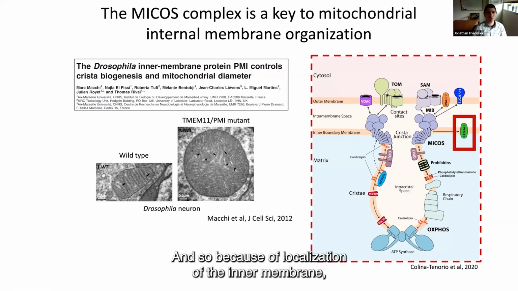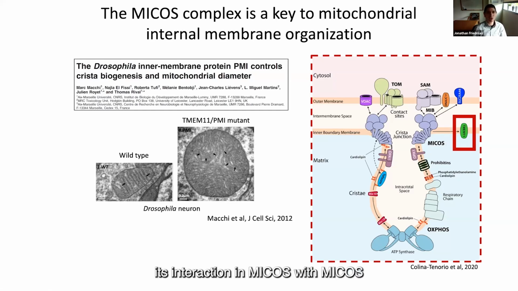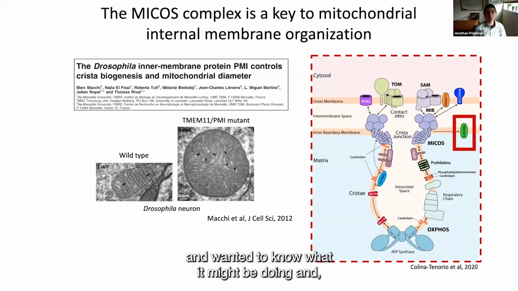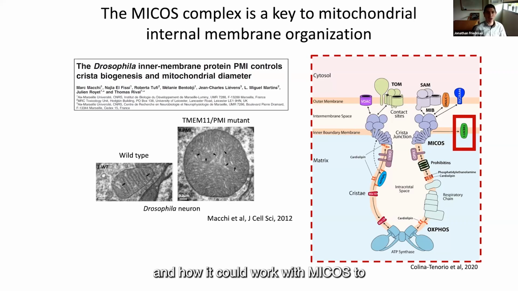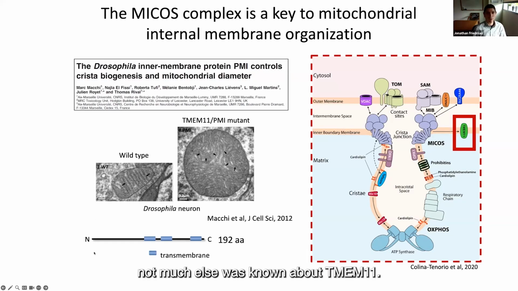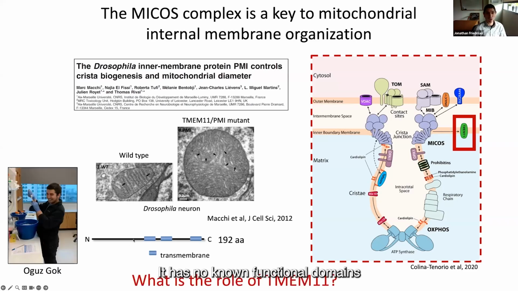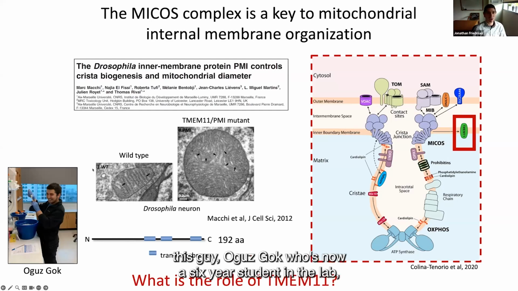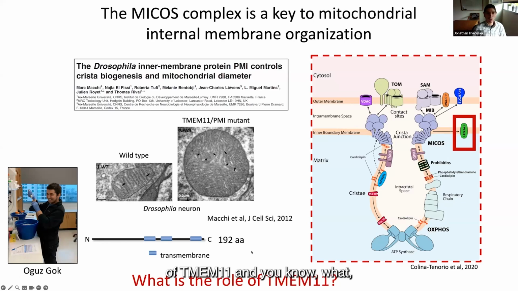And so because of its localization in the intermembrane space, its interaction with MICOS, and its defects in cristae, we were really interested in this protein and wanted to know what it might be doing and how it could work with MICOS to maybe fine-tune cristae organization. Now, beyond that, when we started the study, not much else was known about TMEM11. It's a polytopic membrane protein with 3 transmembrane domains. It has no known functional domains, but that didn't really deter us. And so when our first student joined the lab, this guy Oz Gok, who's now a 6-year student in the lab, basically we set to work to ask, well, what's the role of TMEM11, and what interesting things might it be doing with MICOS?